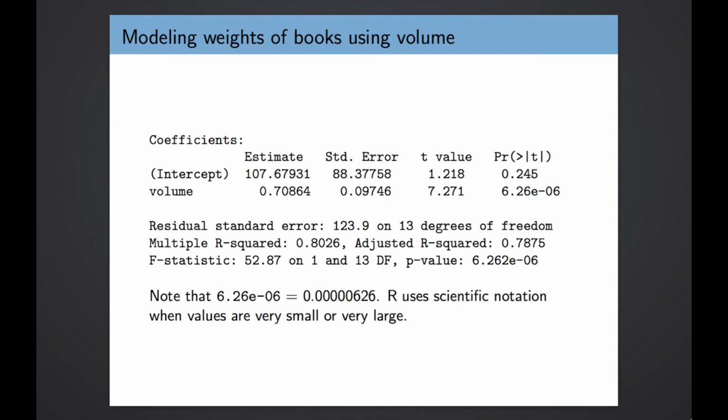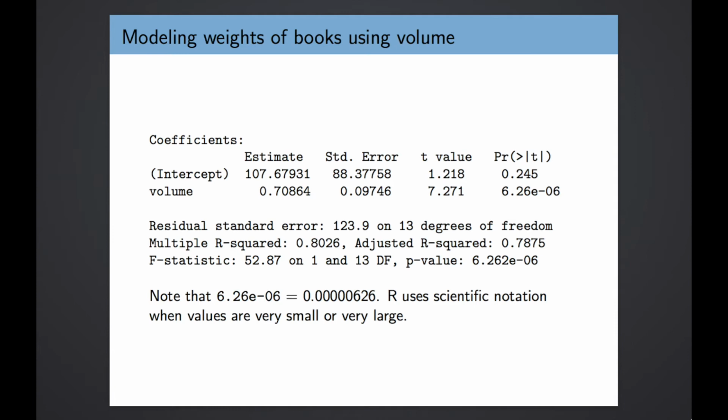0.00000626, so a very small p-value on volume. What that means when there's a very low p-value is that volume is a statistically significant predictor of the weights of books. Remember that when we're talking about linear regression, the null hypothesis is that the beta parameter, the slope parameter for the independent variable, is 0.